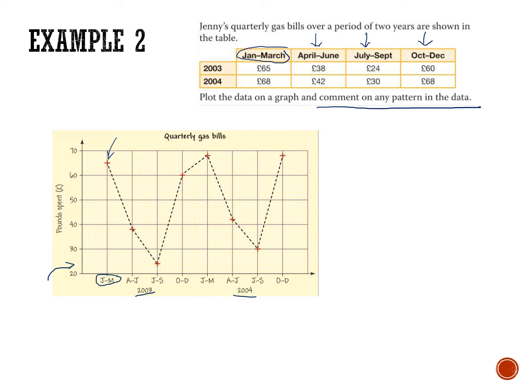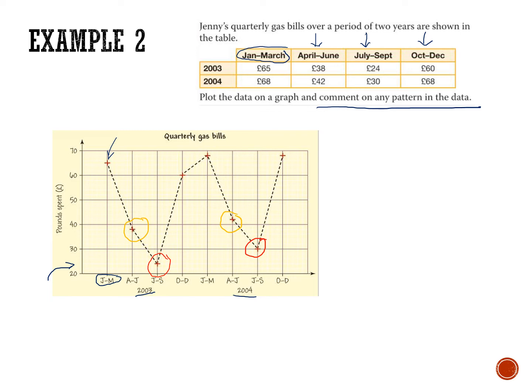And if we do compare some corresponding values, for example, this is the July to September for 1 year. This is the July to September for the next year. We can look at a different one. This is the April to June for 1 year. This is the April to June for the next year.